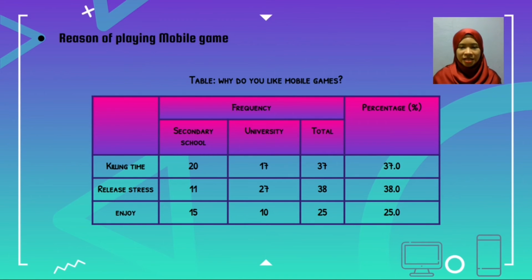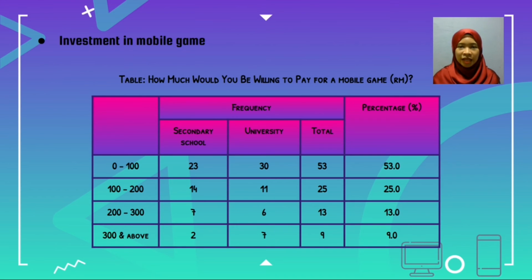Now I will continue the discussion of our study. Reason of playing mobile game. A total of 37 respondents from secondary school students and university students like to play mobile games because they want to kill their free time. However, from the result of the study as well, it can be seen that most students like to play mobile games because they want to relieve stress compared to other reasons. This shows that the fatigue from their daily activities makes them want to release all the stress by playing mobile games. It also shows that playing mobile games can relieve the stress of life of both secondary school students and university students.